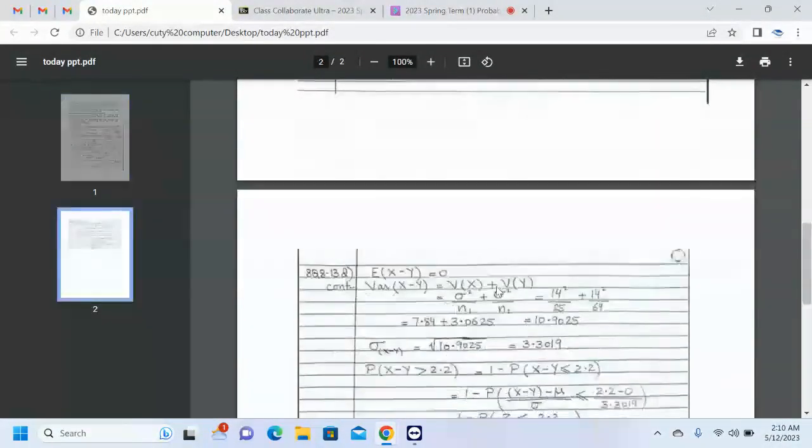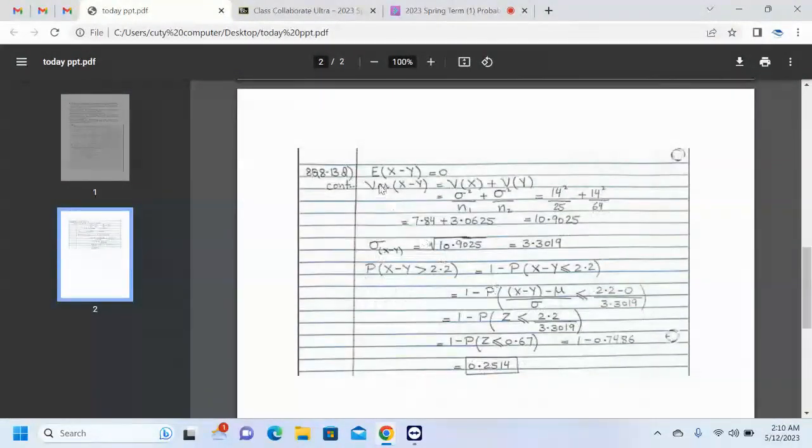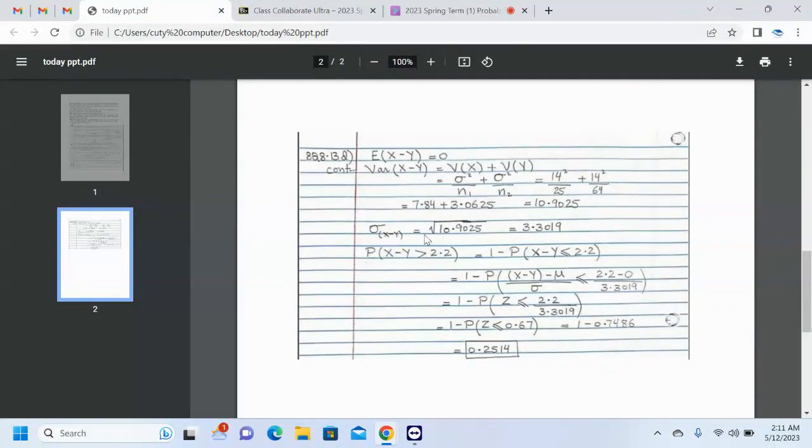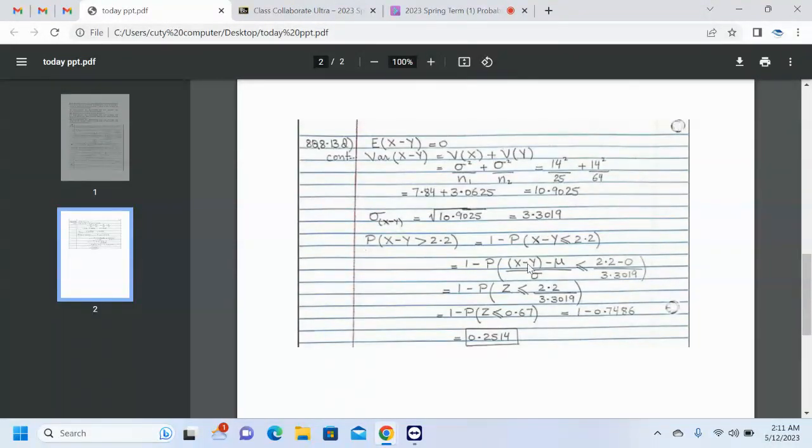After putting in the values, we get 0.2514. For part D, the expected value of X minus Y is equal to 0, which is given in the question. The variance of X minus Y is the variance of X plus the variance of Y. From part C, that is 10.9025, so sigma of X minus Y is 3.3019. We just put the values into P(X minus Y greater than 2.2), and after solving it, we get 0.2514.